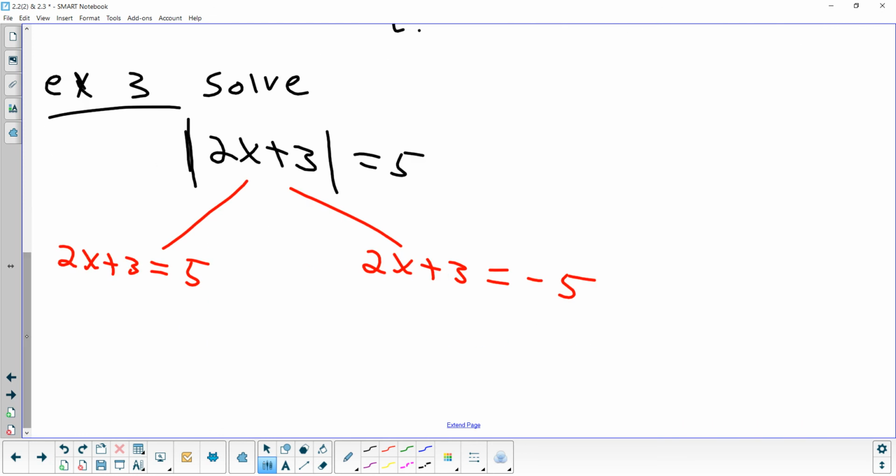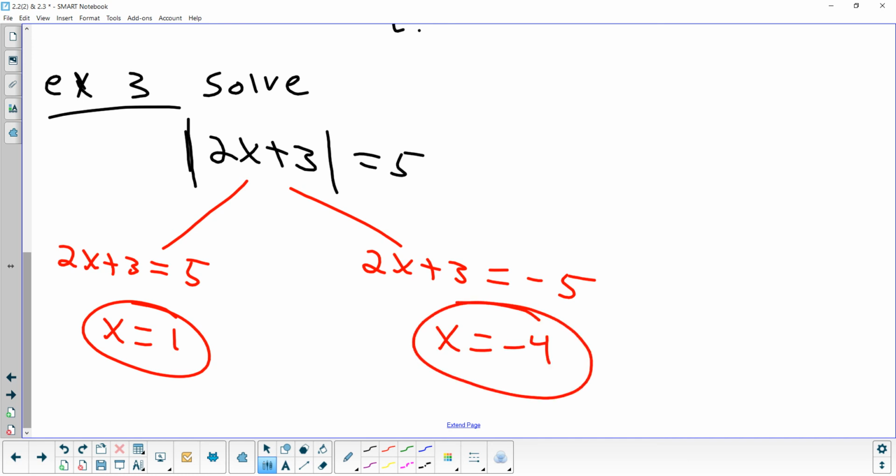Now we just solve each equation separately. So here we're going to get x equals 1. You can check it, but it works. And here you're going to get x equals -4. And those are both answers. If you only had one of them, you would get half credit, but you need both to get full credit. All right. Any questions on solving an absolute value?